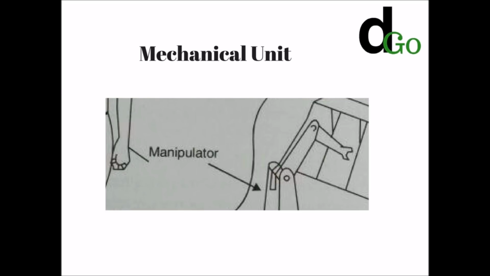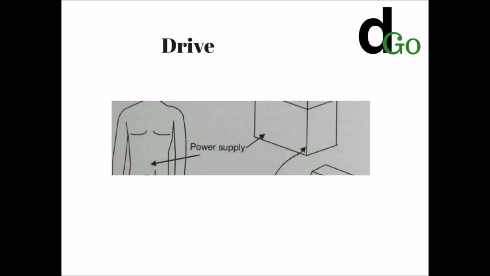Mechanical unit: basically you can see the hand of a man. It is the same thing, same work as the arm. So basically it refers to the robot's manipulative arm and its base. Coming next to drive, it is a very important component of the robot, which is known as the drive system. It supplies the power which enables the robot to move, the same way our stomach and digestive system do.